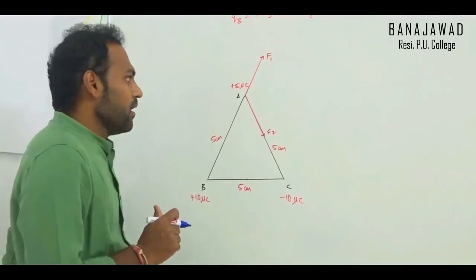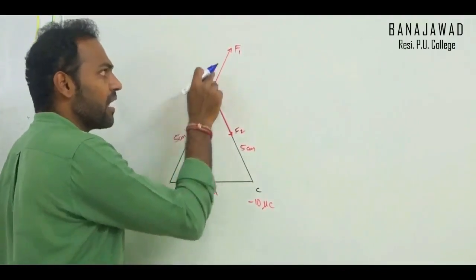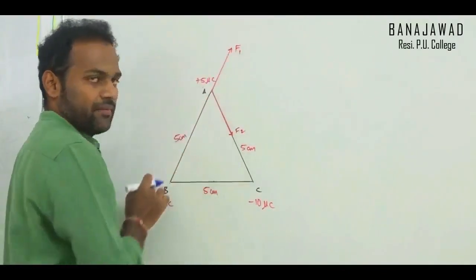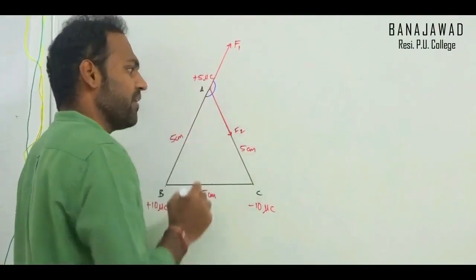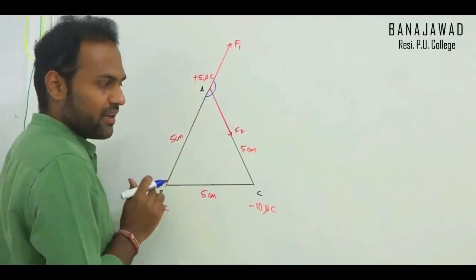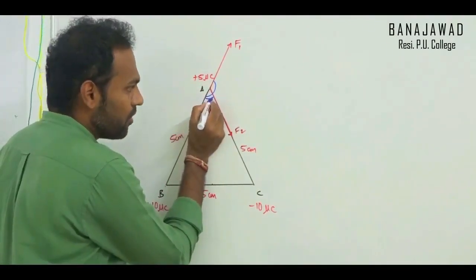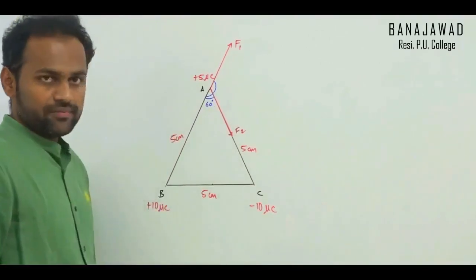See, here BAF1 is a straight line. Straight line means how much will be the angle? What will be the angle of the straight line? 180 degrees. Okay, in that 180 degrees, this angle we already know. This is 60 degrees because it is an equilateral triangle. All angles will be 60 degrees.